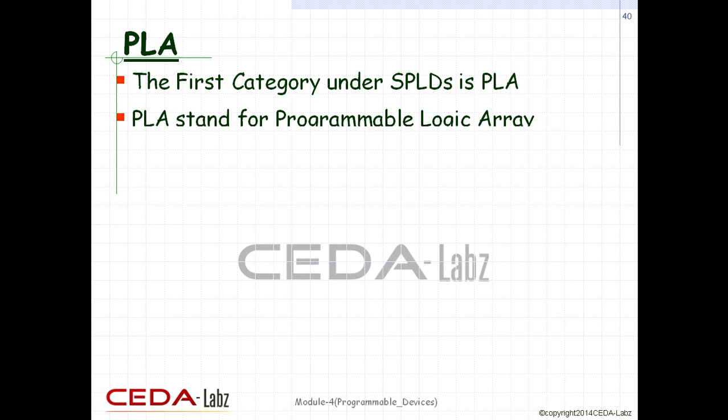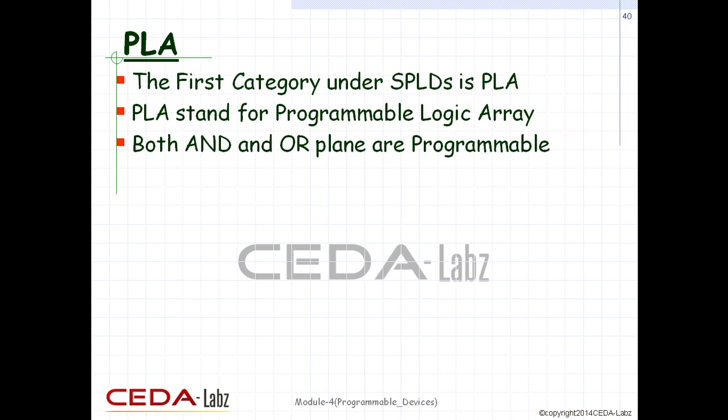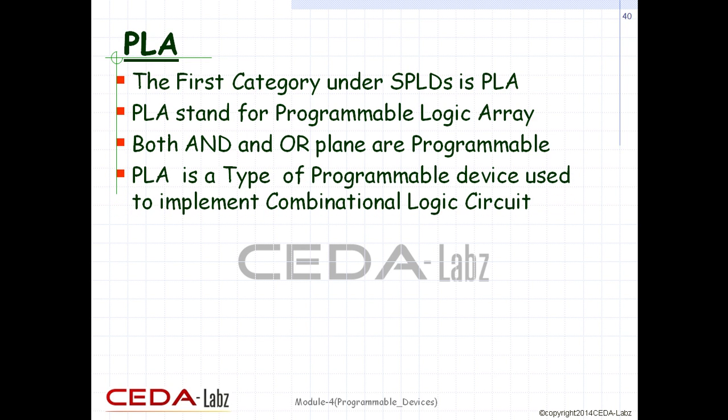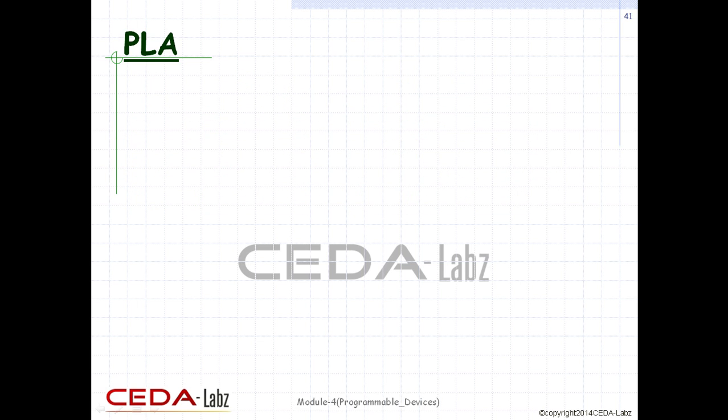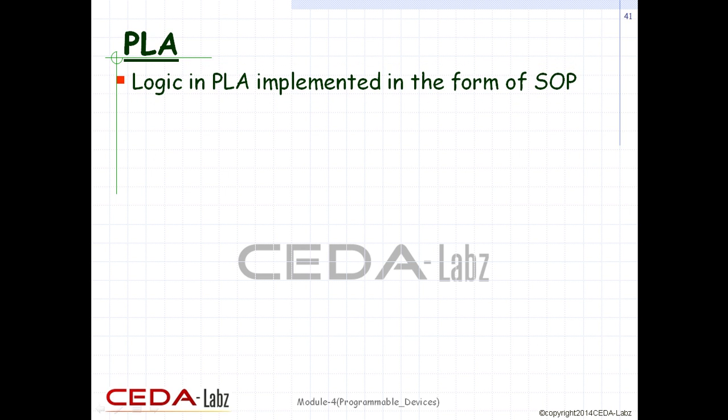PLA stands for programmable logic array. PLA consists of AND and OR gate planes. Both the AND and OR planes in PLA are programmable. PLA is a type of programmable device, or SPLD, which is normally used to implement only combinational logic circuits. The logic function is implemented in the sum of product form in PLA.